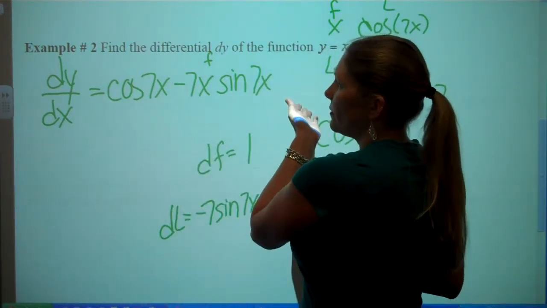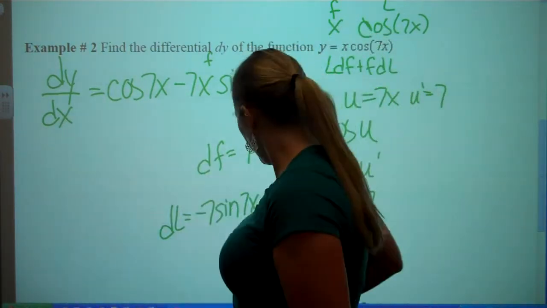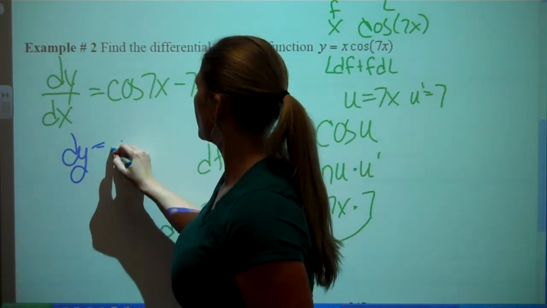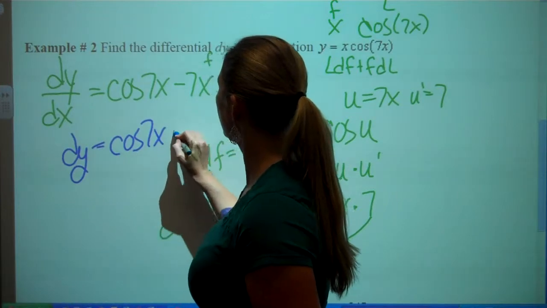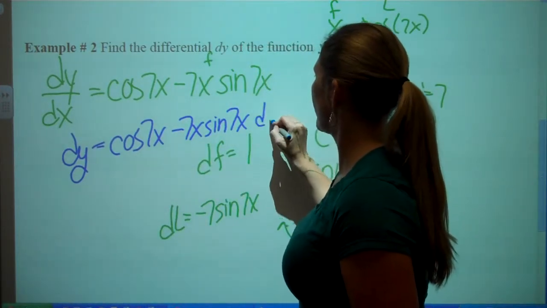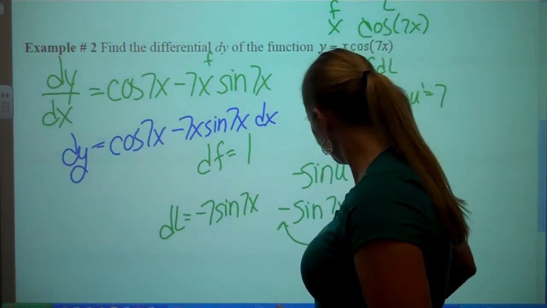So there's the derivative. Now I'm going to multiply both sides by dx. So I get dy equals cosine 7x minus 7x sine 7x, and then dx at the very end. And that would be it.